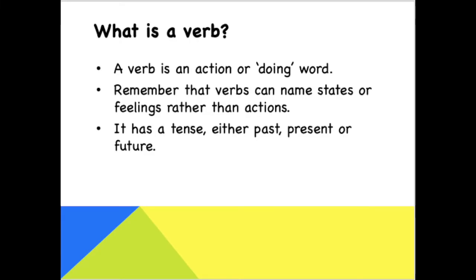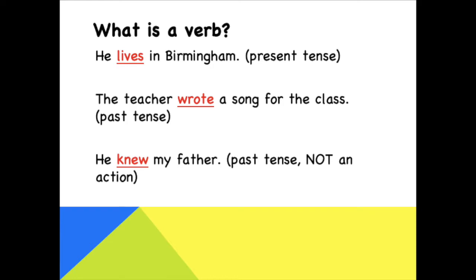What is a verb? We're usually used to describing a verb as an action or a doing word, but we need to remember that verbs can also name states or feelings as well as actions. And one of the main ways of recognising a verb is that it has a tense. So it's either in the past, the present or the future tense, and the verb changes depending on what the tense is.